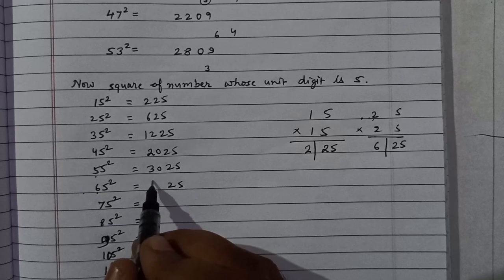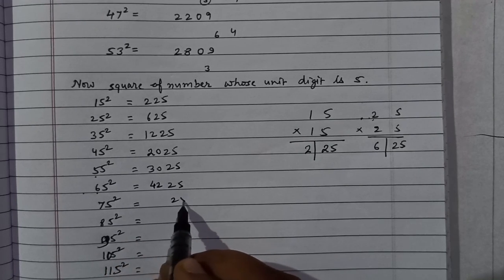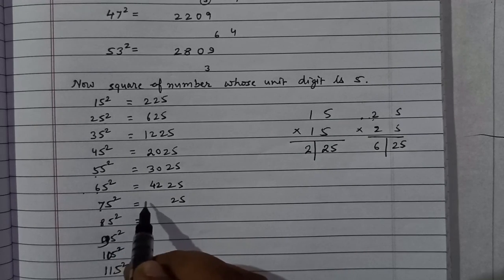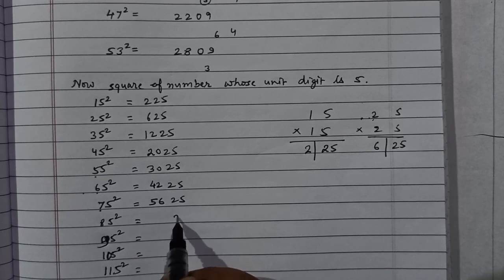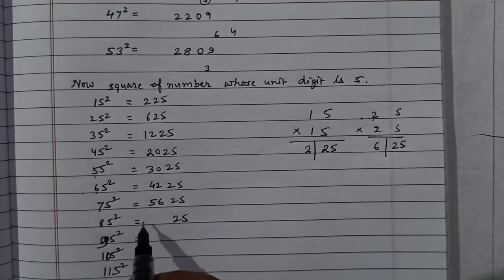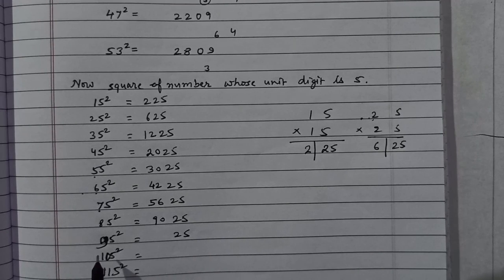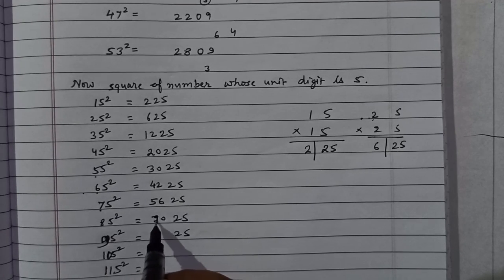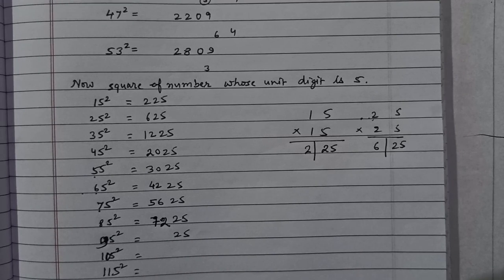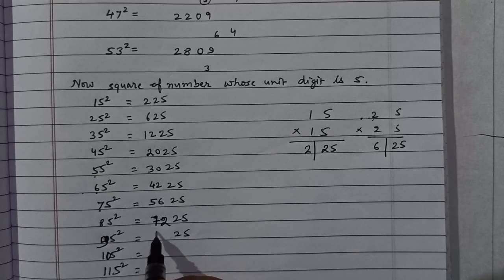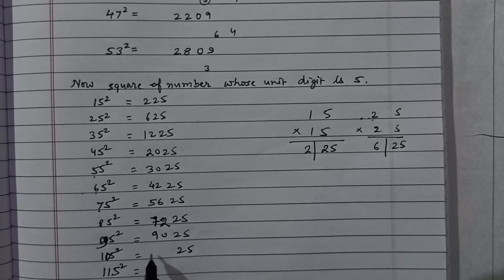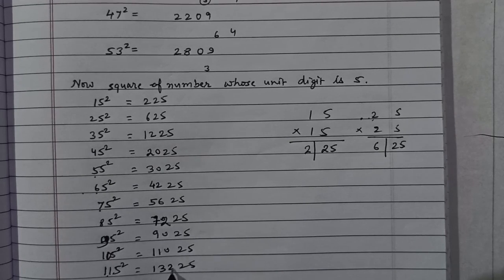6 7s are 42. 7 8s are 56. 8 9s are 72. 9 10s are 90. 10 into 11, 110. 11 multiplied by 12 is 132.